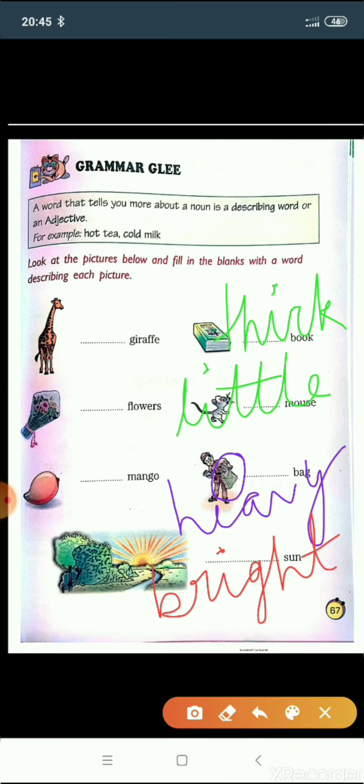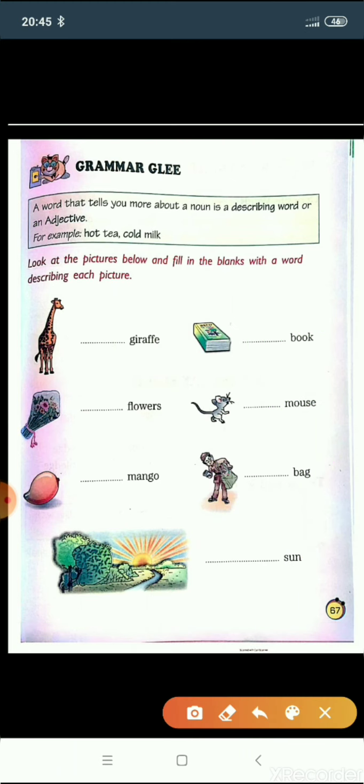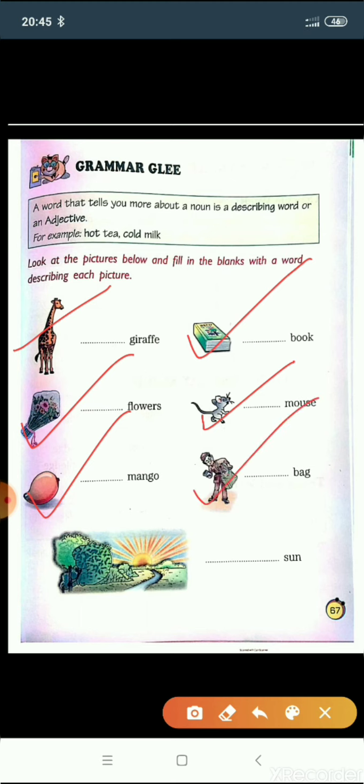Okay. So now let's revise this. First one is tall giraffe. Then we have fresh flowers. We have juicy mango or ripe mango. Then thick book, little mouse or small mouse, heavy bag, and bright sun. So we are over with this exercise.